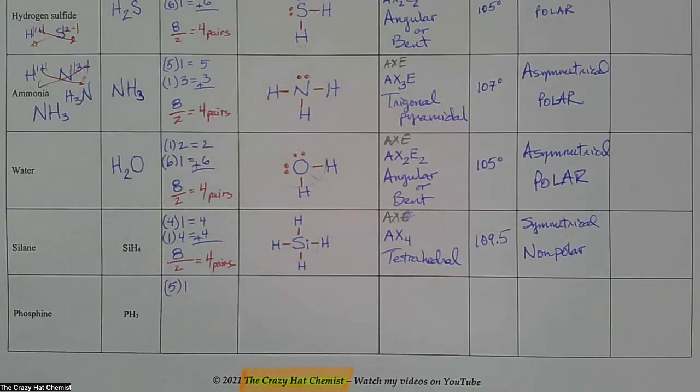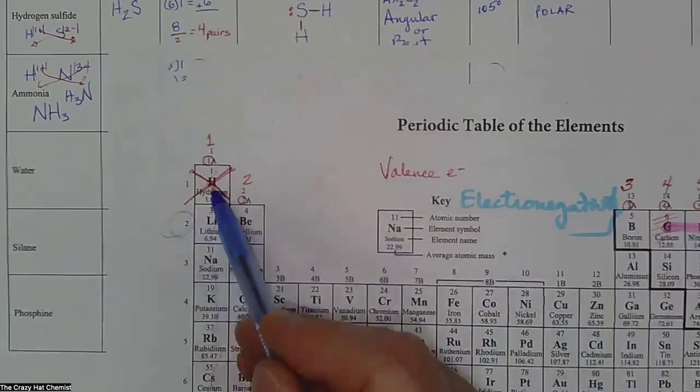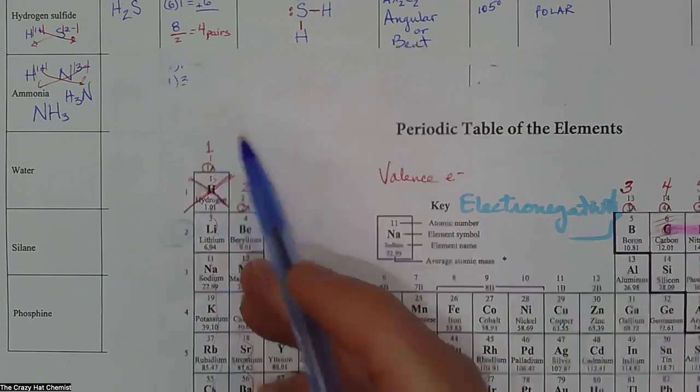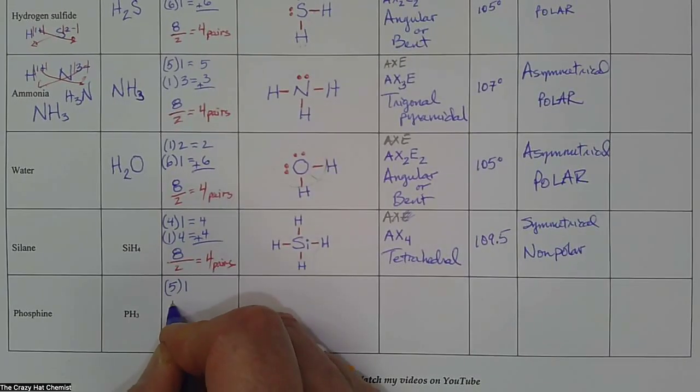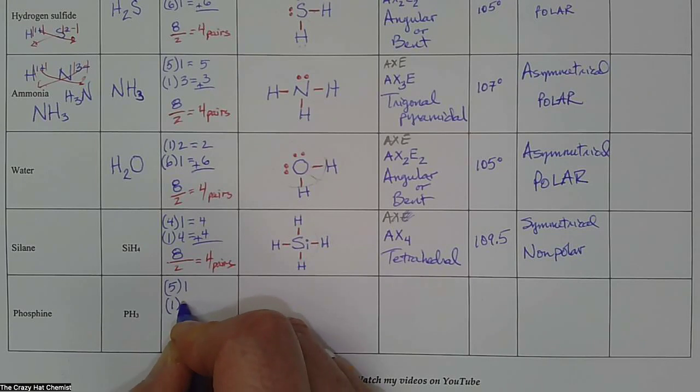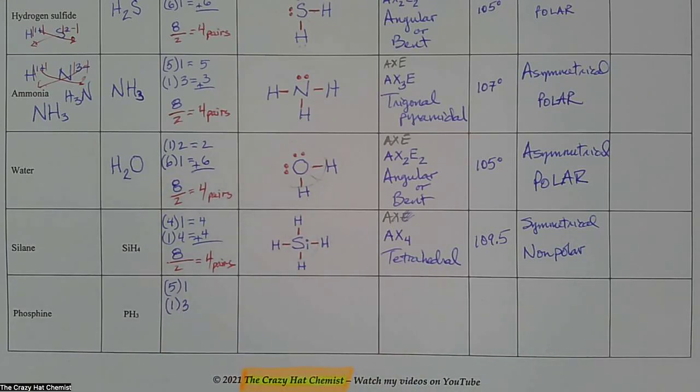Look, there's another hydrogen. How many valence electrons in hydrogen? 1. So valence electrons in hydrogen, 1. But there are 3 hydrogens within this formula here. So we're going to add these up.